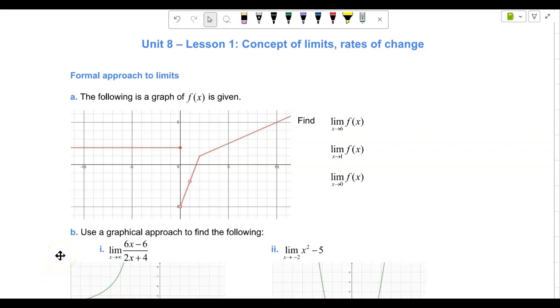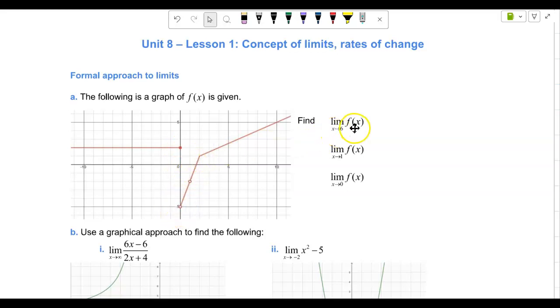Okay, concept of limits, rates of change. Now, the following is a formal approach to limits. The following is the graph of f(x) is shown. You have a line over here which is ending at here. This endpoint is included. These hollow dots are not included.